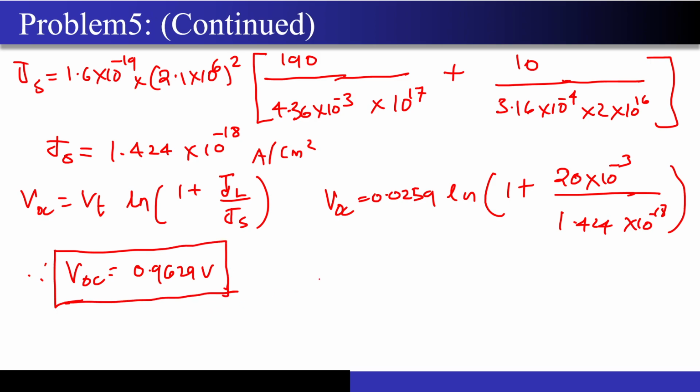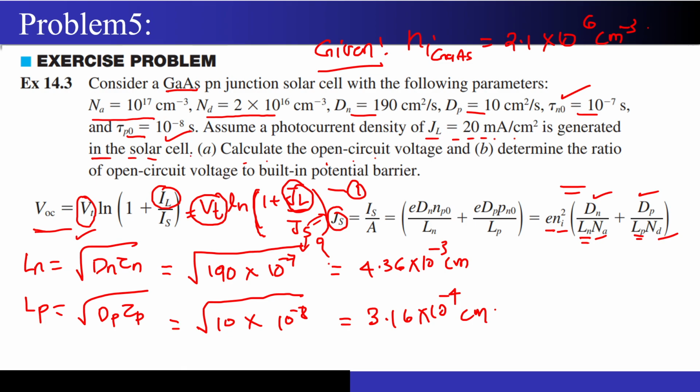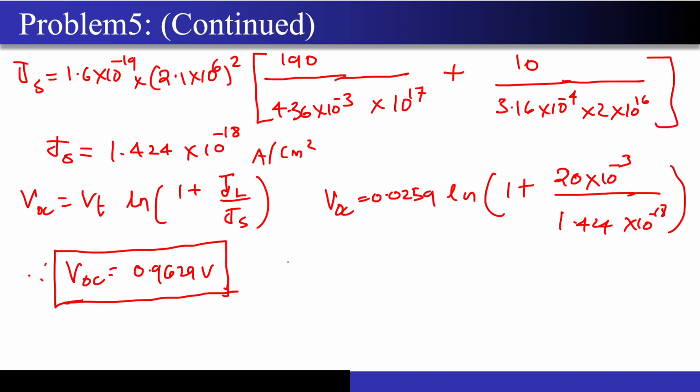I hope this is very much clear to you. Now we have solved the first part of the problem, right? Let's look at the second part. Determine the ratio of the open circuit voltage to the built-in potential. So, okay, we have to calculate the built-in potential also, right? So now let me try to calculate it. Let me just write it, part B.